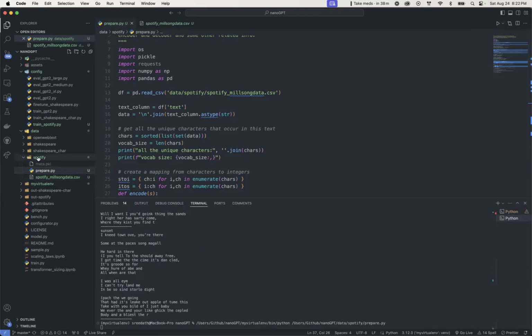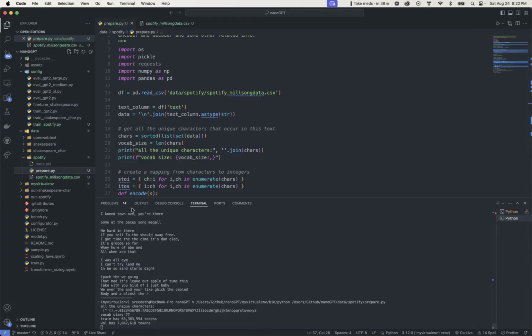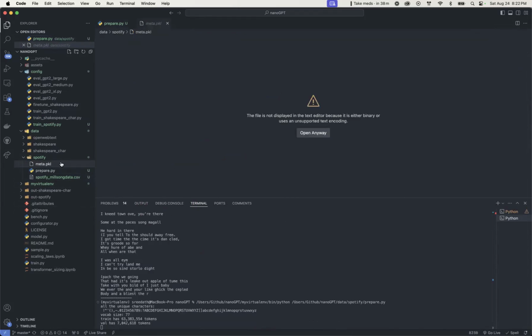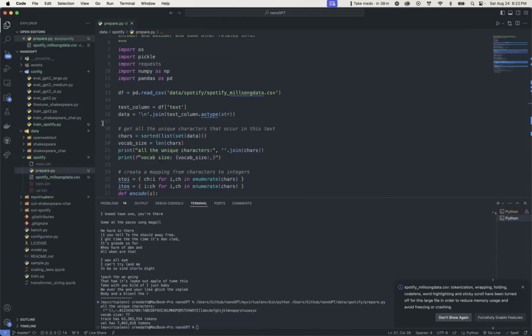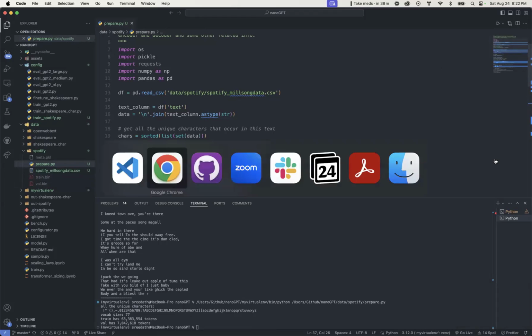Now you will see that in this Spotify folder, two more files will form. One will be a train.bin file, and the second one will be valid.bin. Yeah, so these two bin files have been created. Basically, it's splitting the data into training and validation set. Now we will do the actual training, because we have prepared the data. Let's train the GPT on this Spotify million song dataset and see what kind of song GPT can write in 2 minutes of learning.